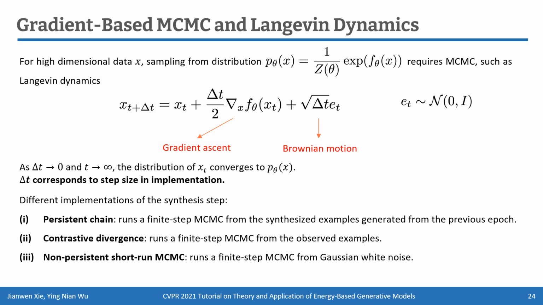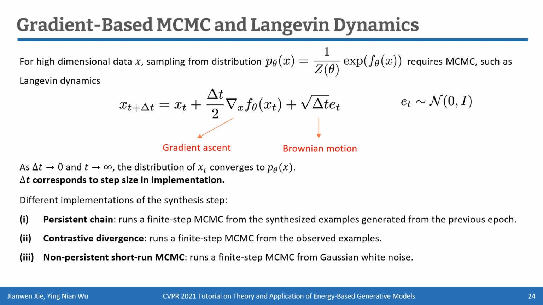The Langevin dynamics is a stochastic gradient ascent algorithm that finds data x to maximize the function f. Larger f corresponds to larger probability density. Delta t is the step size, and epsilon t is the Gaussian noise term for randomness. As the step size goes to 0 and the number of steps goes to infinity, the distribution of x will converge to the target distribution P of x.